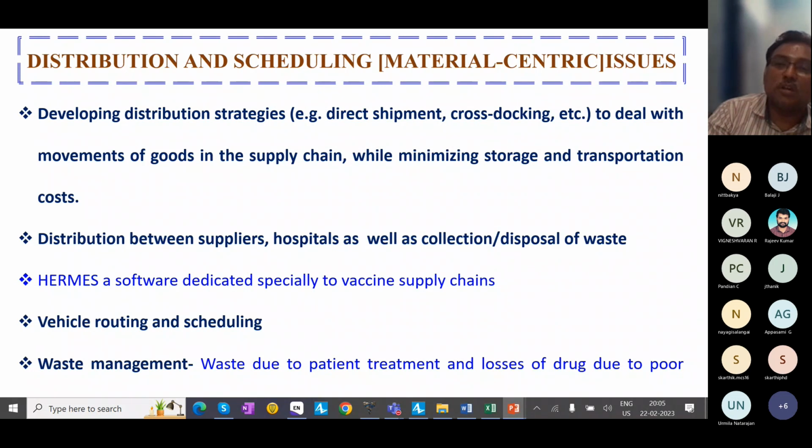Also in distribution, they can take up the issues connected with waste management, how to use reverse logistics for managing the hospital waste. So this is a great issue with reference to distribution.